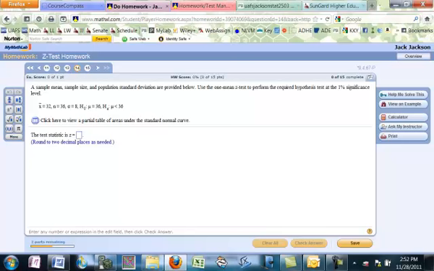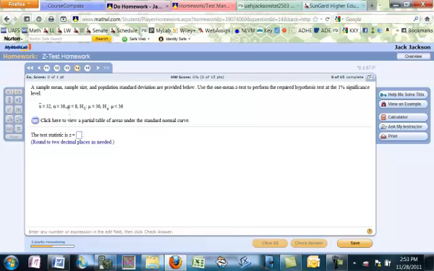Okay, this will work. And we don't need a table. Anytime they give you these tables of areas, we don't need that. We're going to use our calculator for that kind of stuff. 36 tells us that the sample size is large enough that regardless of the underlying distribution, the distribution of sample means is approximately normal. That's important. That's something that we're going to need to make this test work for us.